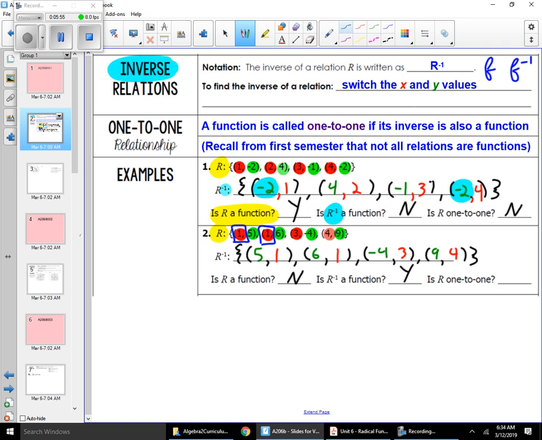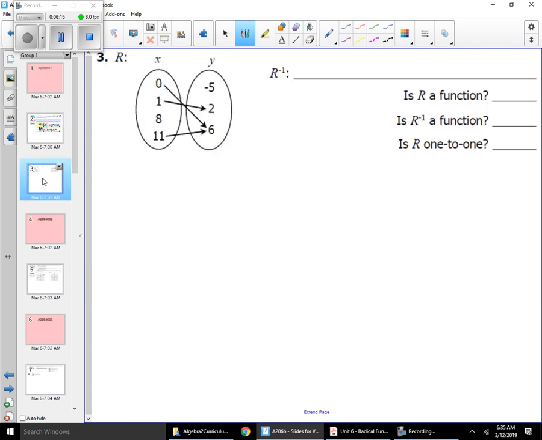Note, though, that a function is called one-to-one. R is not a function, so this is still not a one-to-one relationship, even though the inverse was. We need both R and R inverse to be a function in order for the thing to be one-to-one. Let's take a look at one more example.